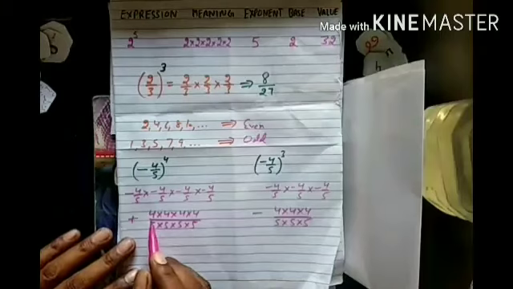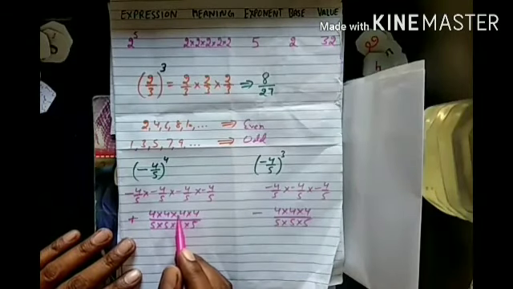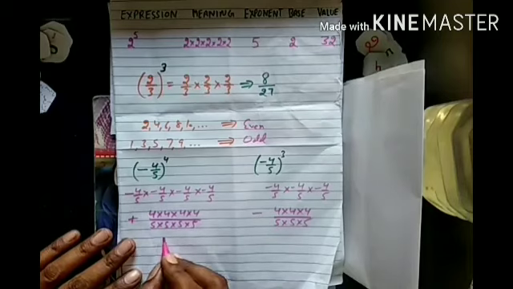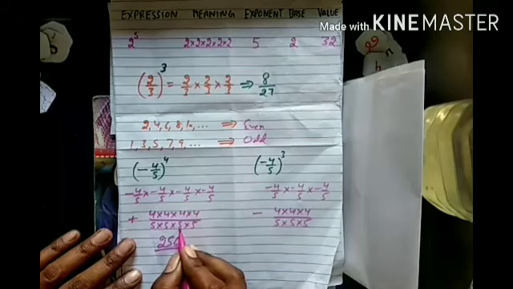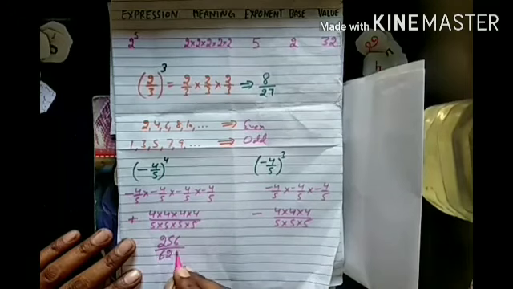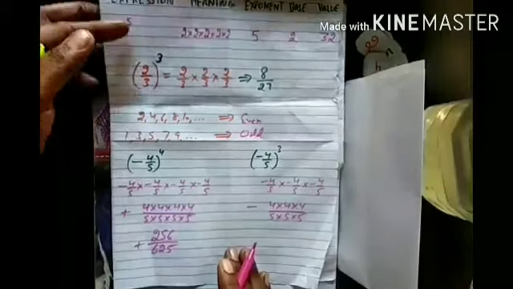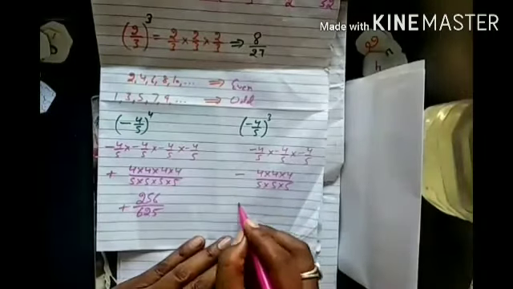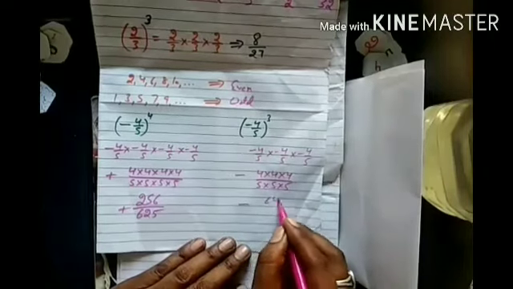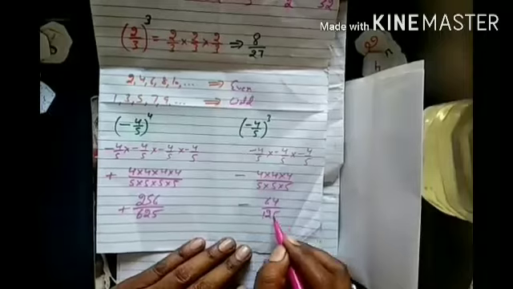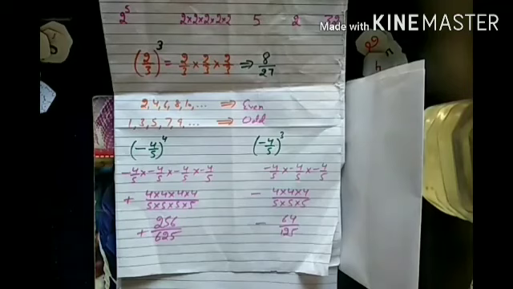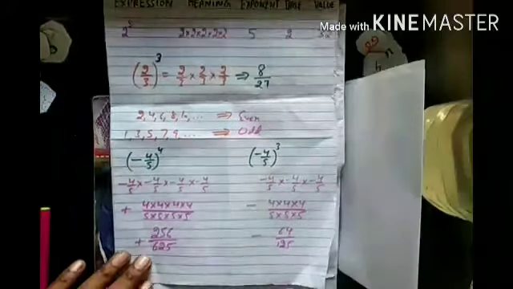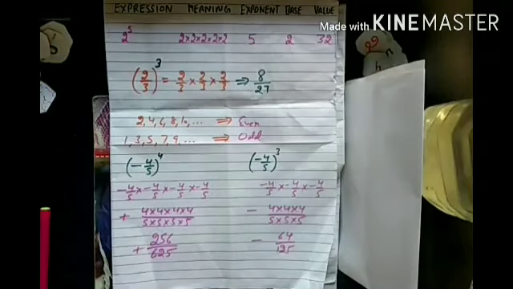So its answer will be 4 multiply 4, 16, 16 multiply 4, 64, 64 multiply 4, 256. The answer is 256, and 5 multiply 5, 25, multiply 5, 125, and 625. So this is plus 256 over 625, and this is negative 4 fours are 16, 16 fours are 64, and 125, since 5 times 5 is 25, 25 times 5 is 125. So in this way we can solve or find the value of the exponential form of any rational number, positive or negative.